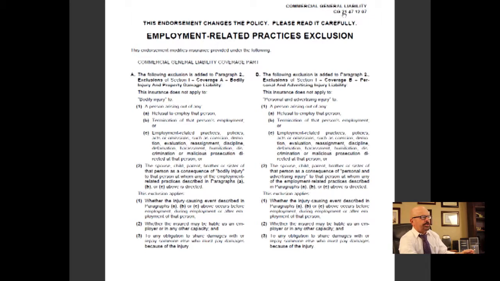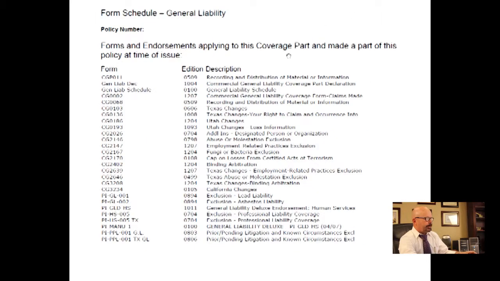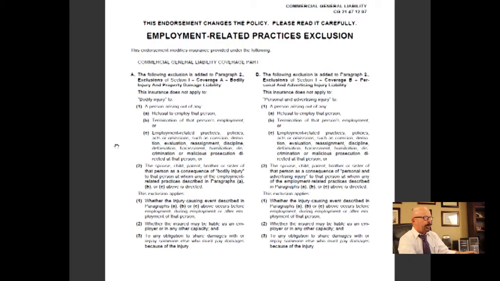In fact, if I click back over, you will see this form number right up here in the top corner. You'll see the CG 2147, and going back over, we see the 2147 right there on the left. That's the one we're talking about. So in your policy, you have a form schedule that lists all the endorsements and forms in your policy. You can then go to the actual form and match up the form number and read in detail exactly what that's doing. Okay? So what this does, it excludes many of the types, if not all, of employee versus employer lawsuits.